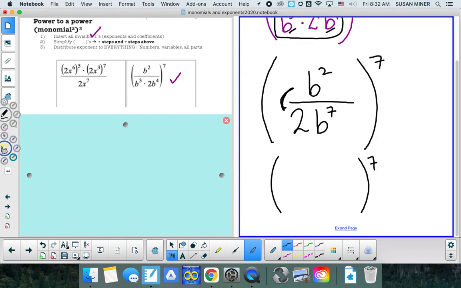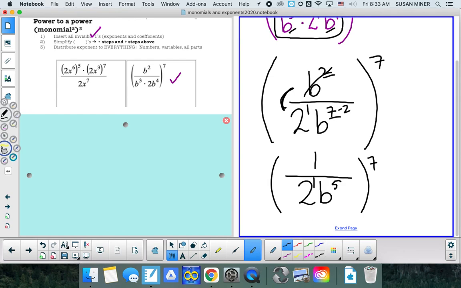And so I'm going to leave the 2 where it is, and then the b is going to end up in the denominator because that's where it's bigger, and then I'm going to do 7 minus 2, and I'm going to end up with b to the 5th. And remember, this was 2 to the 1st. I can put that exponent back in there. It hasn't changed at all.